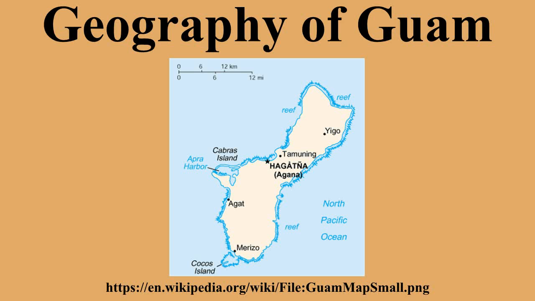Relatively flat coralline limestone plateau, with steep coastal cliffs and narrow coastal plains in the north, low-rising hills in the center, mountains in the south. Elevation extremes: lowest point, Pacific Ocean, 0 meters. Highest points: Mount Lamlam, 406 meters; Mount Jumullong Manglo, 391 meters; Mount Bolanos, 368 meters.